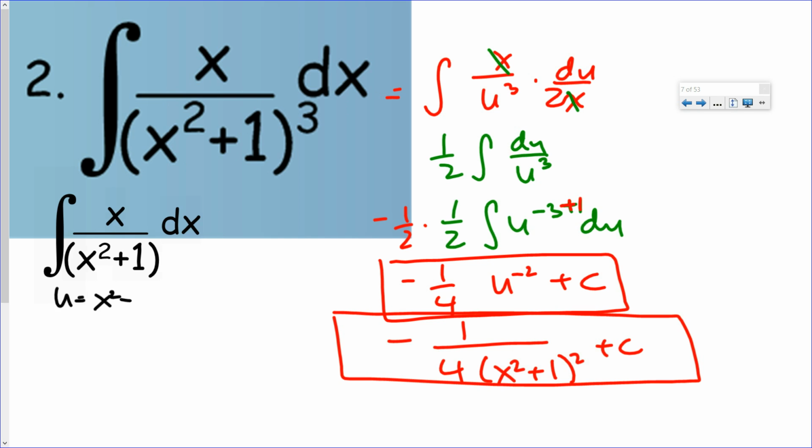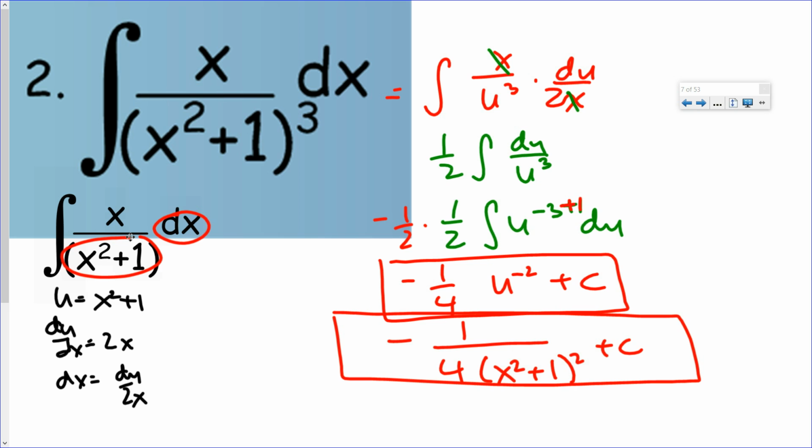U is equal to what? X squared plus 1? Okay. Then du dx is 2x, and dx is du over 2x. What do you substitute? Your u and your dx. But notice, when you substitute your u on the first problem, it wasn't the entire denominator.